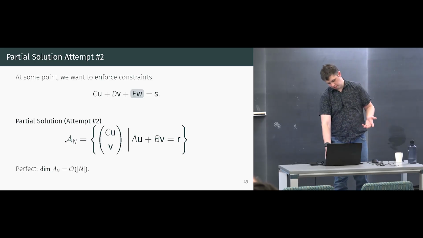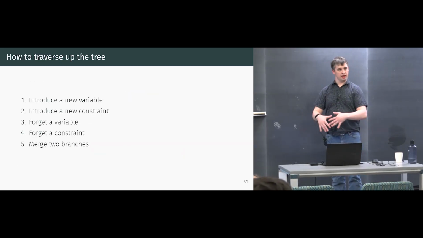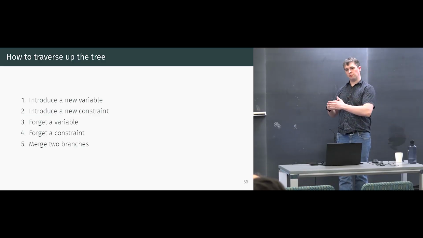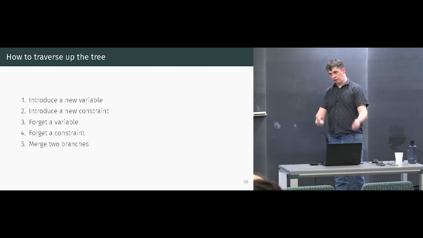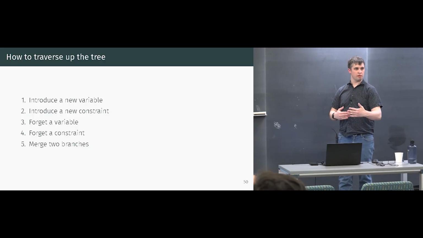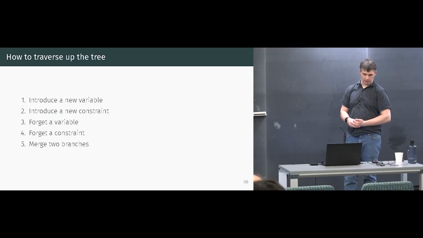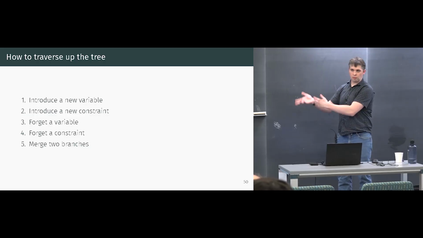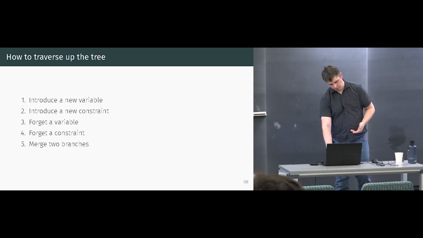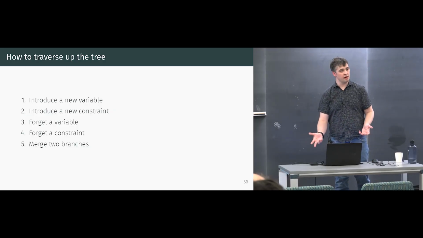I guess the other half of this problem is we can compute it at the leaves. That's fairly straightforward. Construct it however you want, brute force or something. But you need to be able to move up the tree. You need to be able to introduce new variables, remove variables, introduce new constraints, remove constraints. And when I say forget, we're not actually dropping the constraint. That's the step where we enforce the constraint, where we make it apply to the system that we've got. And also merge two branches. So each one of these is a little exercise in linear algebra. I'll do one of them to give you a flavor of how these go.